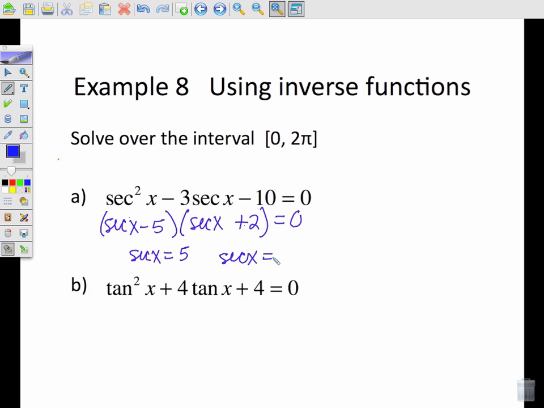So we've got, when does secant x equal 5? And when does secant of x equal negative 2? You have to use your calculator to do this.